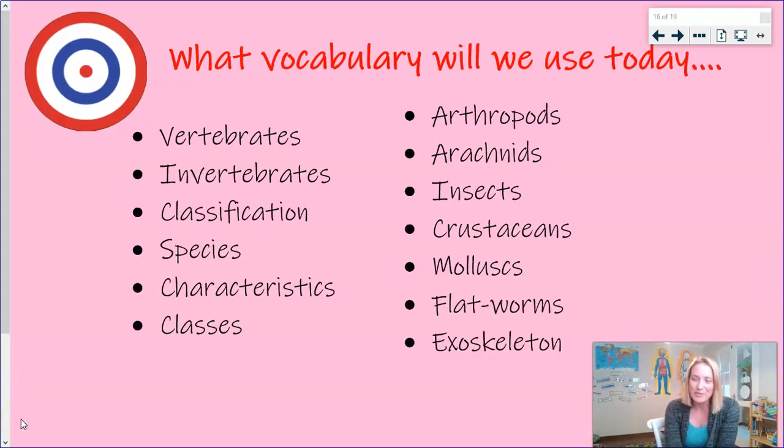Now, you may remember yesterday I said it was a very good idea to start building that scientific dictionary over the next few weeks that you're at home. And we looked yesterday at using these words on the left of your screen. And today we are adding on to them with these words: arthropods, arachnids, insects, crustaceans, mollusks, flatworms, and exoskeleton.